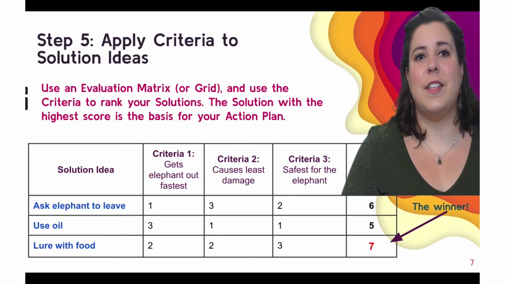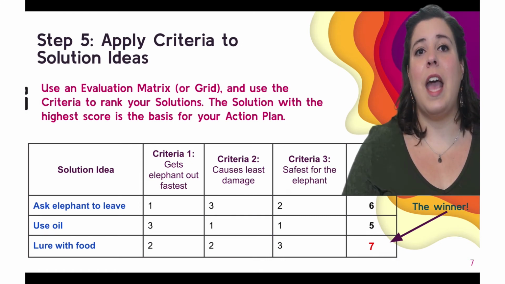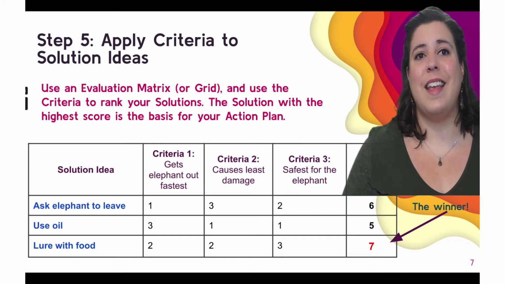Now, Step 5 is to apply criteria to those solution ideas, and this will determine which solution best solves the underlying problem and should become our action plan. Using an evaluation matrix or grid, we're going to apply each criterion to our solutions one by one and rank them accordingly. Once every solution has been ranked against every criterion, we add the total, and the solution idea with the highest score becomes our Step 6 action plan.